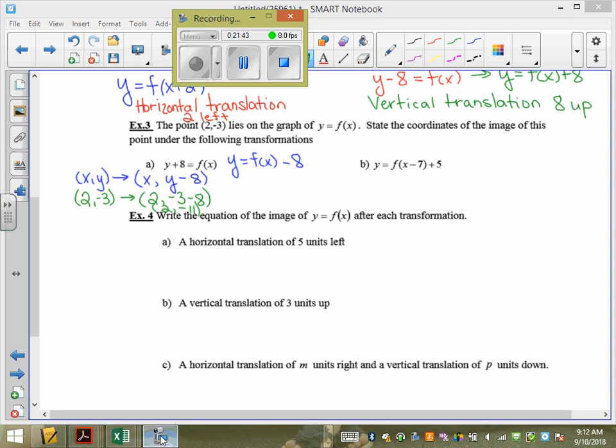This was all taught last year, except for like mapping and stuff. Try B and then A, B, C in example 4. So the mapping for this one is x, y becomes what? X plus 7, y plus 5. So my coordinate 2, negative 3 becomes 2 plus 7, negative 3 plus 5, which is 9 and 2.